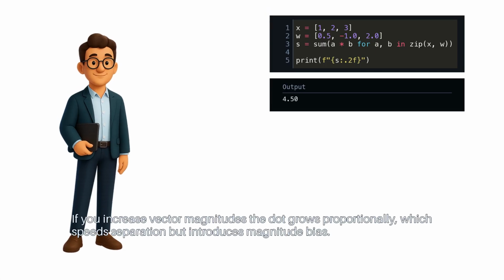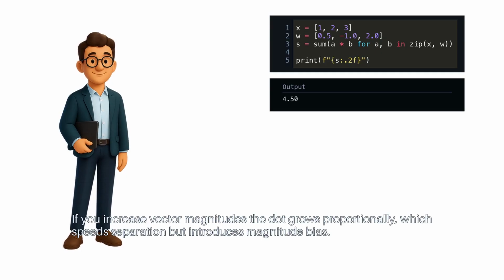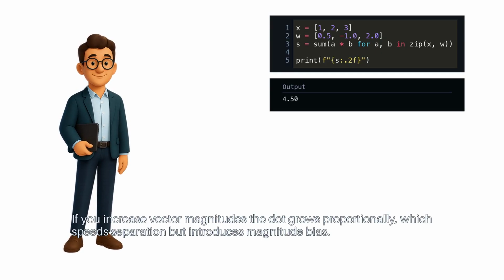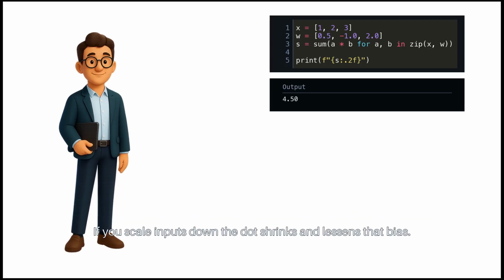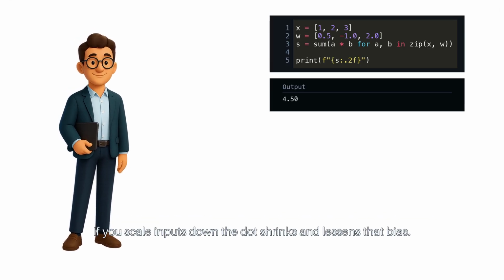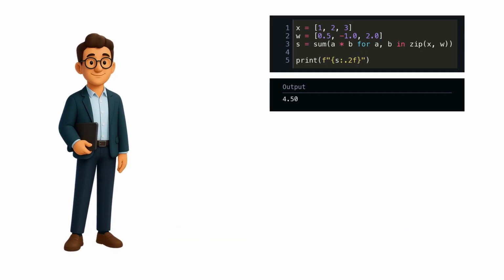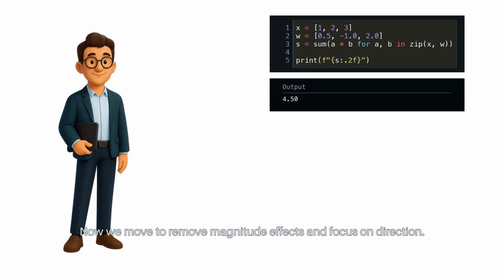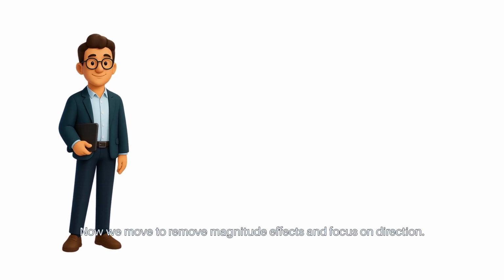If you increase vector magnitudes, the dot grows proportionally, which speeds separation but introduces magnitude bias. If you scale inputs down, the dot shrinks and lessens that bias. Now, we move to remove magnitude effects and focus on direction.